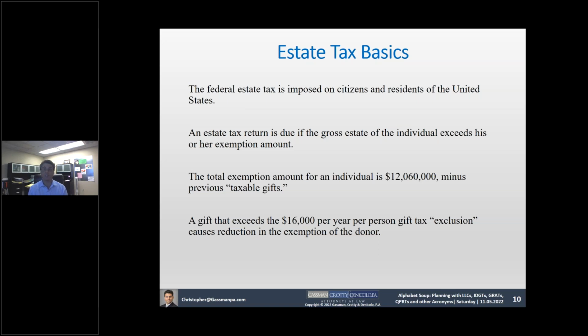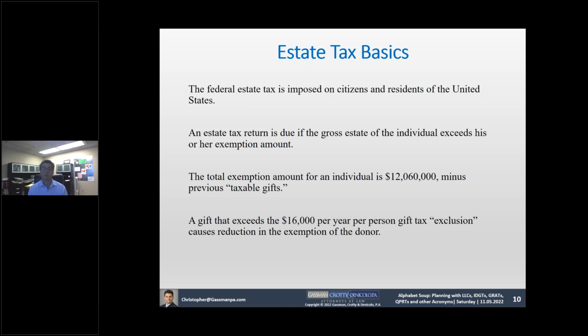And as recent as 2016, that number was about $5,500,000. What's more is that exemption level is scheduled to decrease to approximately $7 million come 2026. Now, the old adage, of course, is that the law is permanent, meaning that it is the way it is until Congress and the president change it again.